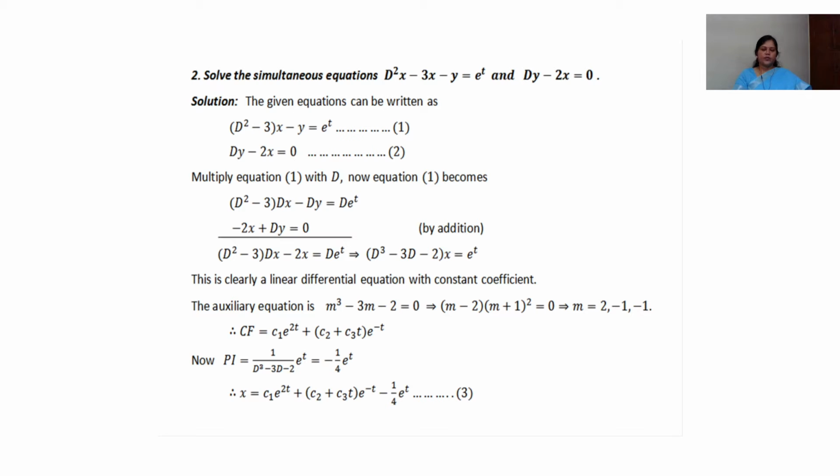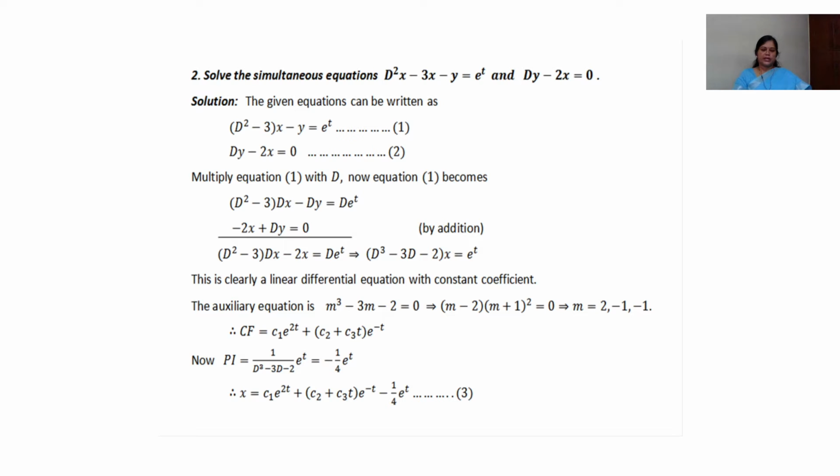So now dy and minus dy we have in the first equation, plus dy we have in the second equation. So by adding these two equations, we can easily vanish the y term. That's why we are going for addition. So after addition, we'll get D squared minus 3D x minus 2x is equal to, now the right side value also we have to add.